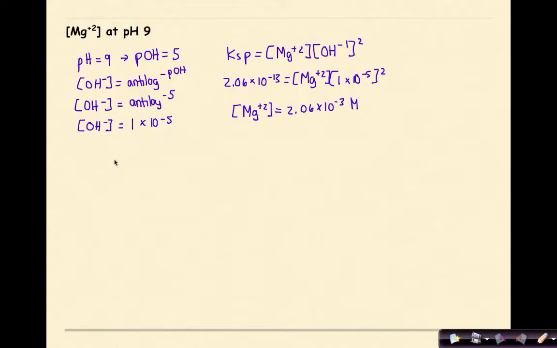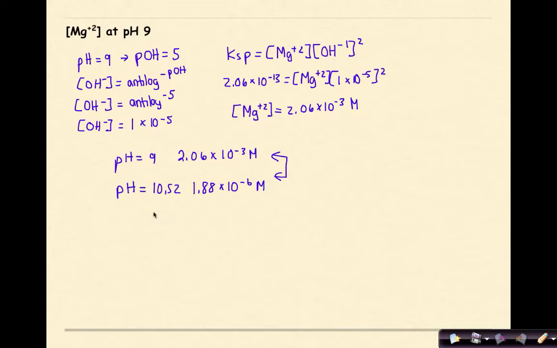So what does this tell me? It tells me that at a pH that equals 9, my magnesium ion concentration is 2.06 times 10 to the negative 3 molar. And at my original pH of 10.52, my magnesium ion concentration was calculated to be 1.88 times 10 to the negative 6 molar. So when I compare these two, I find that as the pH decreases, as it becomes more acidic, the solubility of my magnesium ion is much higher than at a higher pH.